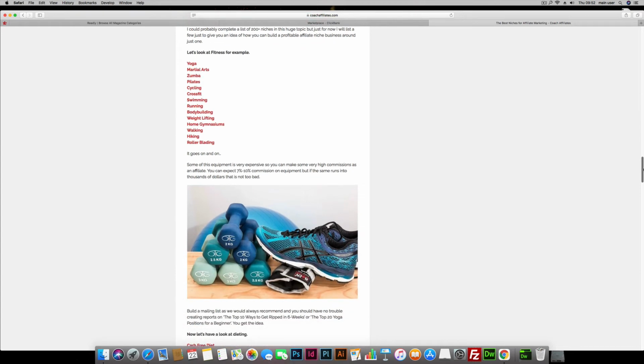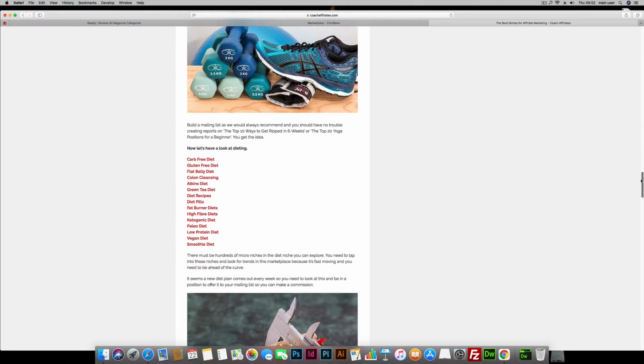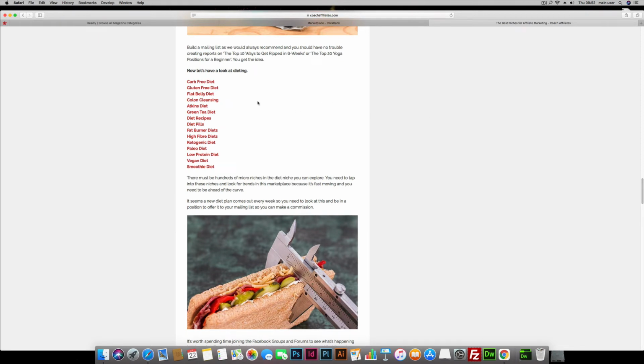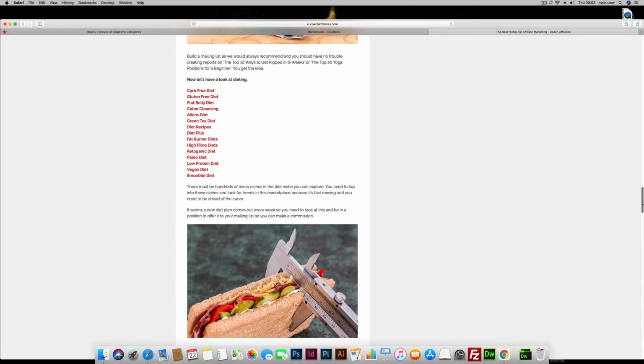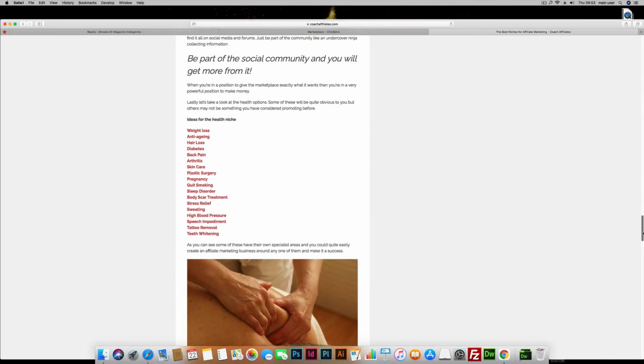Fitness, yoga, martial arts, Zumba, highlights, I hope I've said that right, cycling, CrossFit, swimming, running, bodybuilding, weightlifting, home gymnasiums, walking, rollerblading, and dieting, carb-free diet, gluten-free, flat belly, colon cleansing, Atkins, green tea. It goes on and on and on. As you can see, these are the areas you need to go in, these really micro niches. Really dig down, and you should have some good results with that.